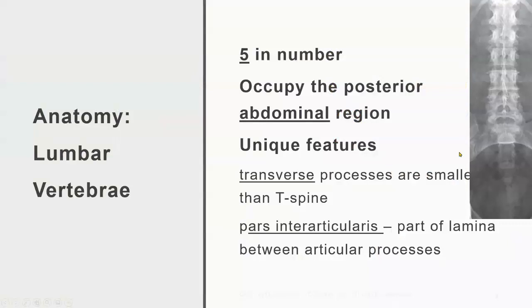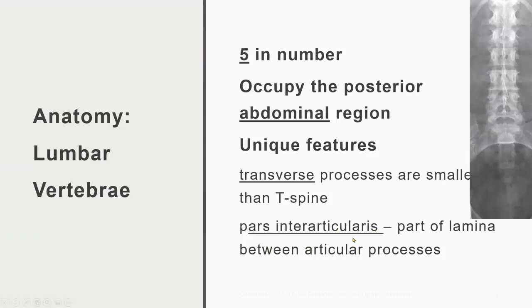So there are 5 in number. They occupy the posterior abdomen. Some of the unique features of it: transverse processes are smaller than the T-spine transverse processes, and that is due to the facets for the rib, the demifacets, etc. And here's a new word that we're going to bring up: pars interarticularis.